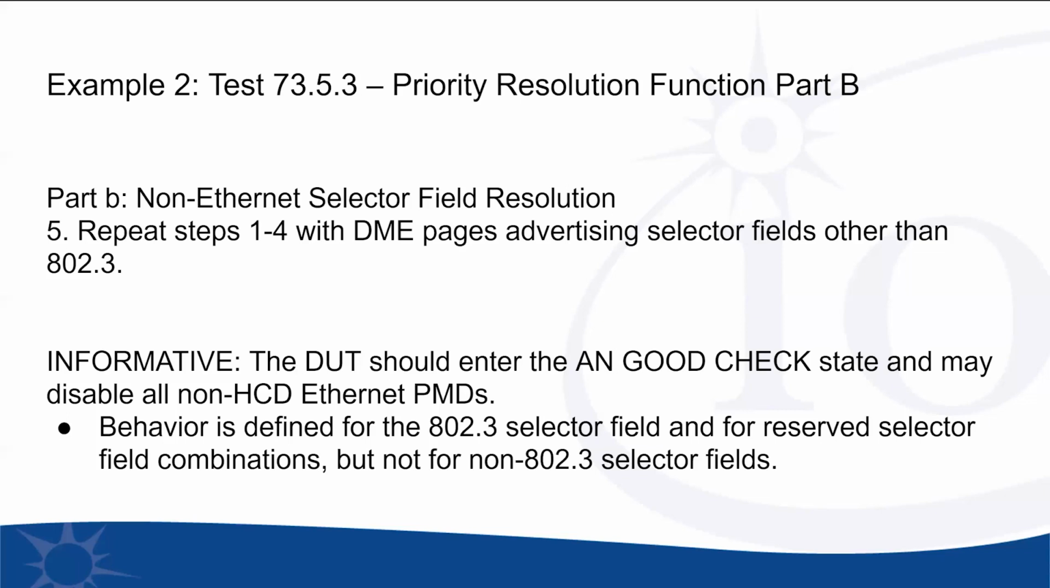So we have this test in here to, again, allow your device to know what it's going to do in the situation where it receives DMEs with a selector field that is defined, but not necessarily defined for the technology that you're looking for. So in this case, it might be, again, that your link partner is non-compliant and is advertising a different selector field. I think fire code is one of the other defined ones. And your device may or may not still enable its Ethernet PMDs. It may or may not still attempt to make a link, because the standard doesn't say that you can't, doesn't say that you should, but it doesn't say that you can't.